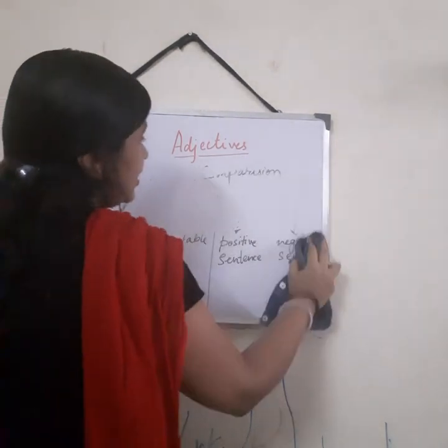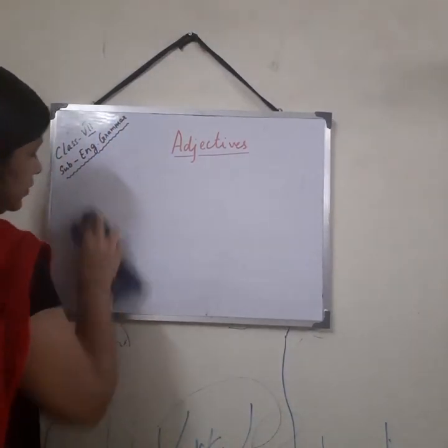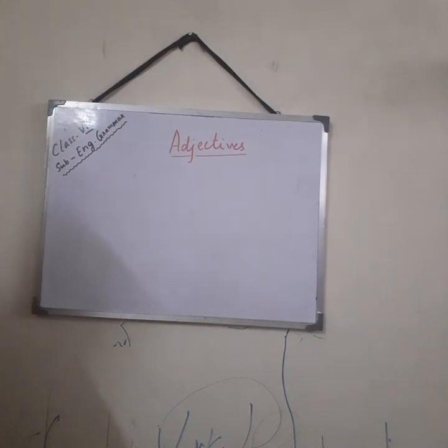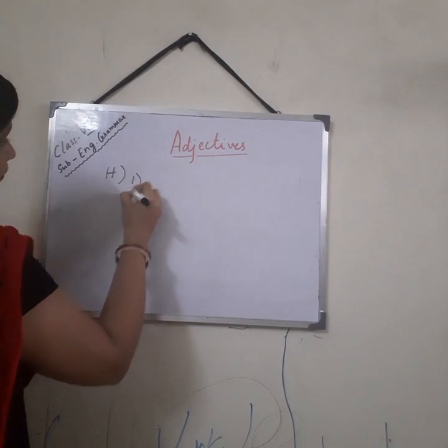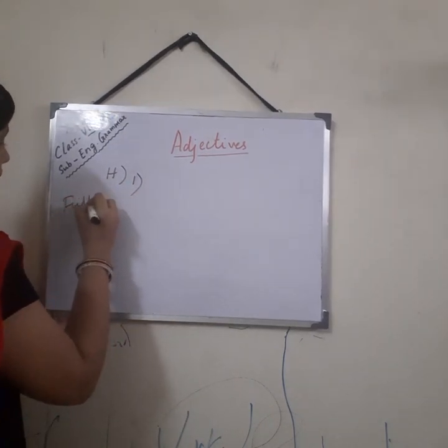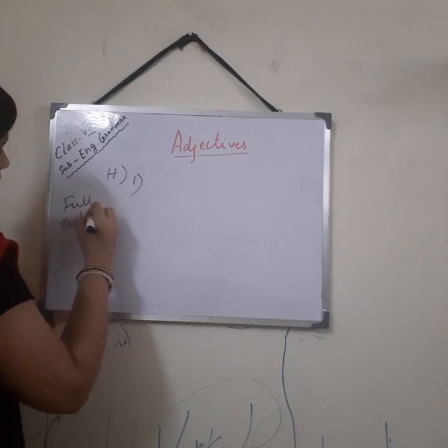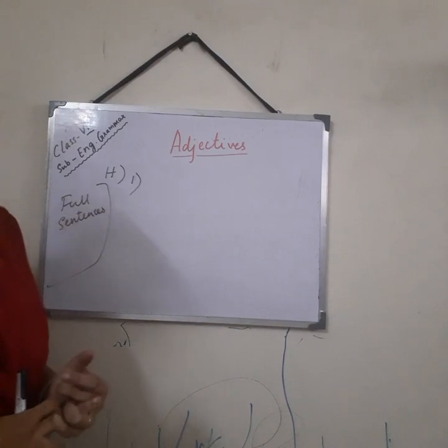Now let us start with exercise H. Exercise H is very easy. You have to tick the correct option to complete the sentence. If you are writing in the copy, you will write the full sentences. For now, you just tick in the book. Write full sentences in copy. Okay. Now in book, you have to tick.